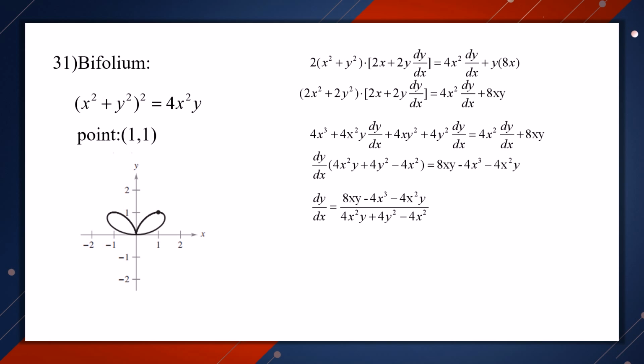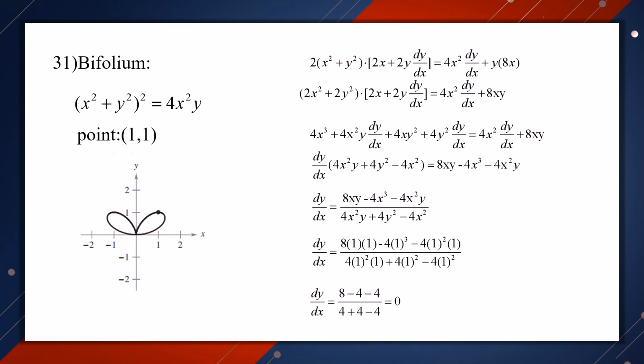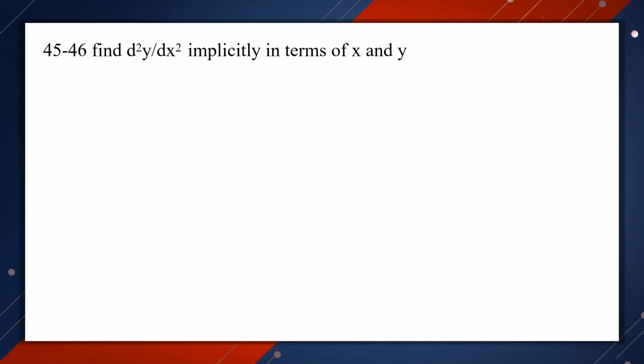And then we just substitute the point (1, 1) into the equation, and we will get the result, that is dy over dx equal to 0. And for question 45 and 46, we should find the second derivative of y in terms of x and y.